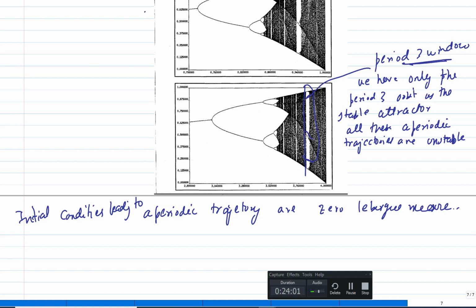And not only are these aperiodic trajectories unstable, in the sense that in the neighborhood you will end up on the period 3 attractor, they also form a measure 0 set. That explains why in the simulations we do not see those trajectories, because they are measure 0.